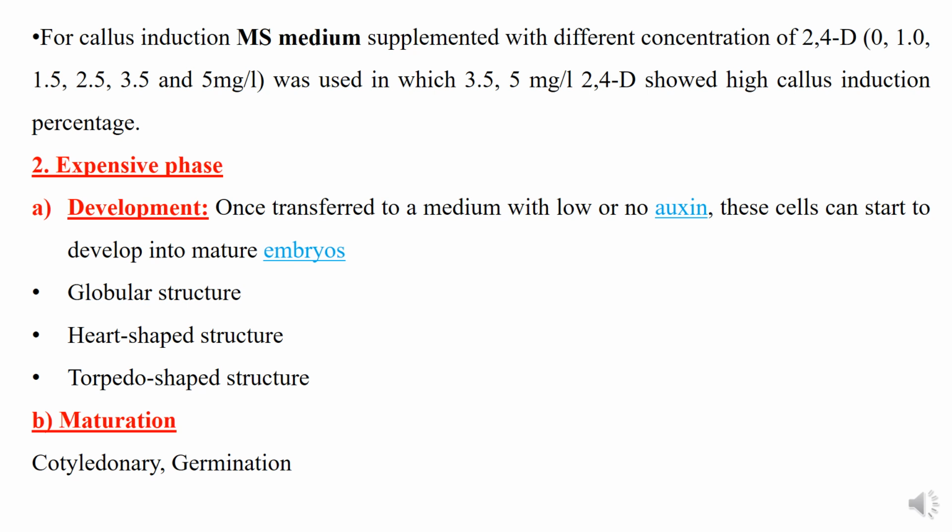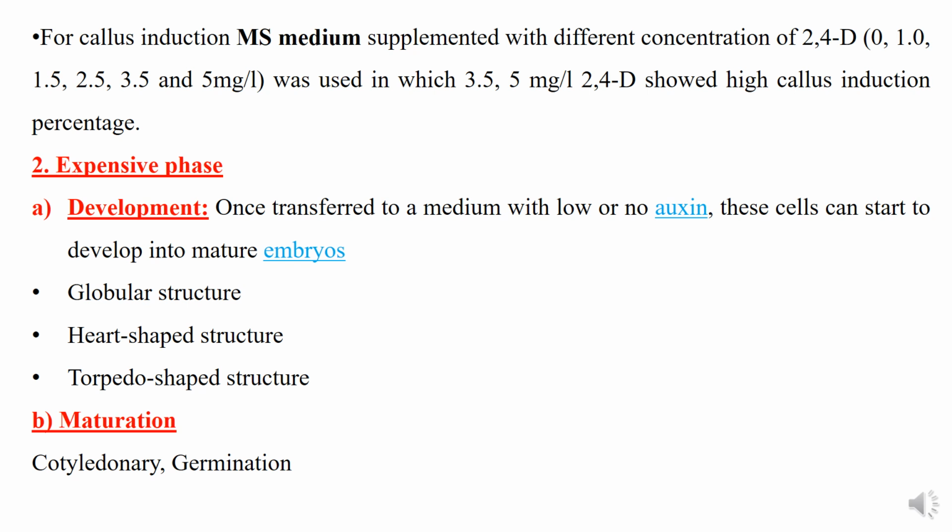Then coming to the second one, the expansive phase. The expansive phase involves both development and maturation. In the expansive phase, especially in the developmental phase, we have to transfer to another medium which has a low concentration of the auxin or no auxin at all. Then the cells will start developing into mature embryos. Initially we initiated the differentiation of these meristematic cells with the help of the auxin, but later during the development we are removing the auxin, or providing a lower concentration of the auxin, to induce the maturation of the embryos.